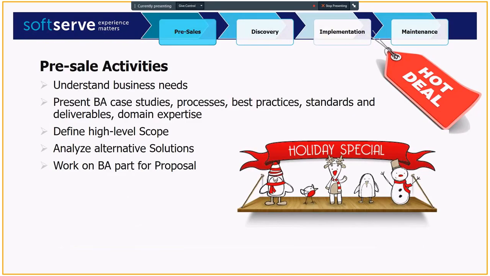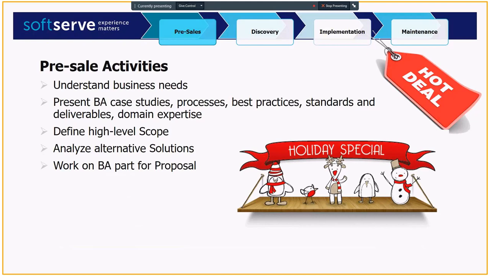So what is the actual involvement that we have during all of the stages of the project? As a business analyst, we are involved since the very beginning. As you can see, we have the pre-sales phase, the discovery, the implementation, and the maintenance. And why are those stages really important? Because during the pre-sales, we are presenting what we can offer to the customer. We can define the high-level scope of the whole project, analyze different approaches, and also work with salespeople to form a proposal.